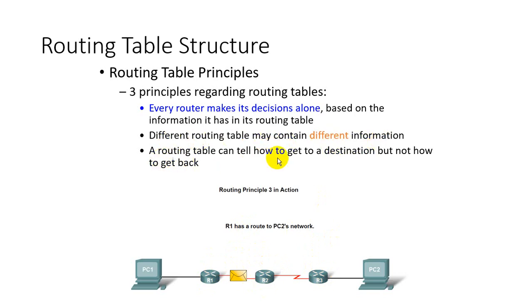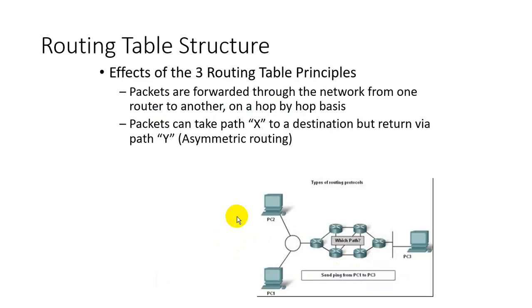Routing table can tell how to get to a destination, but not how to get back. So this can tell where to go, but this cannot tell you how to return back to R1. Effects of the three routing table principles: packets are forwarded through the network from one router to another on a hop-by-hop basis. So packets are forwarded from this network to this network hop by hop. Maybe it has to go to this router, again to this, and finally to this.